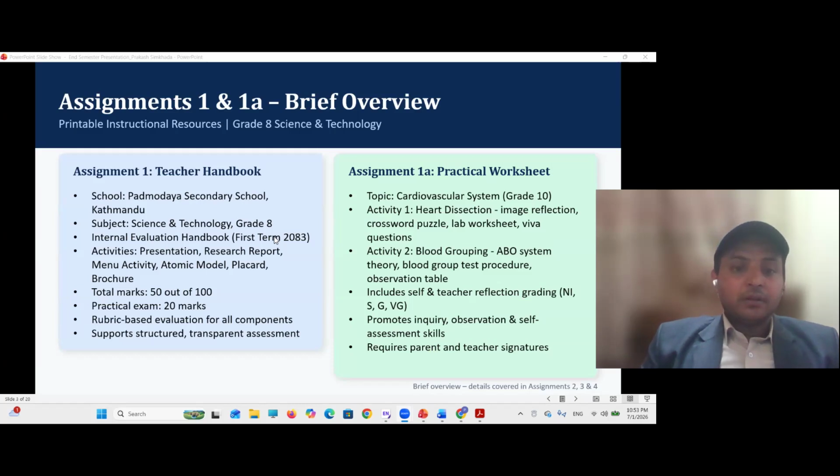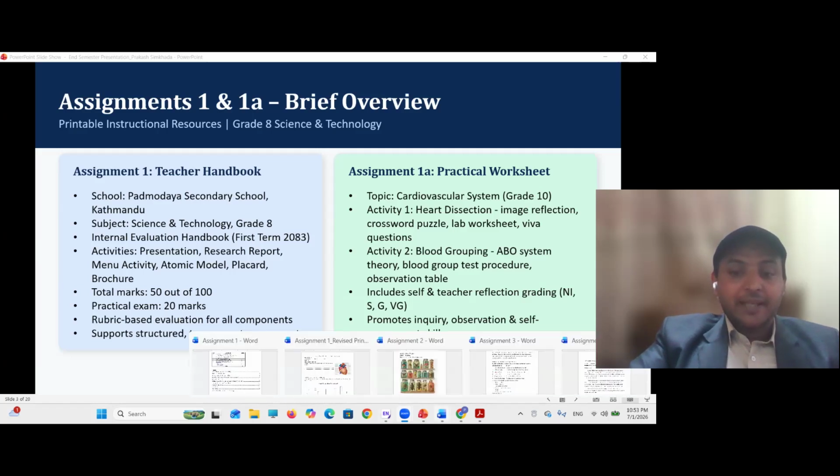In our curriculum, there is 50 marks external evaluation and 50 marks internal evaluation. And I have prepared this project as a rubric-based evaluation for internal assessment. This kind of activity supports structured and transparent assessment.